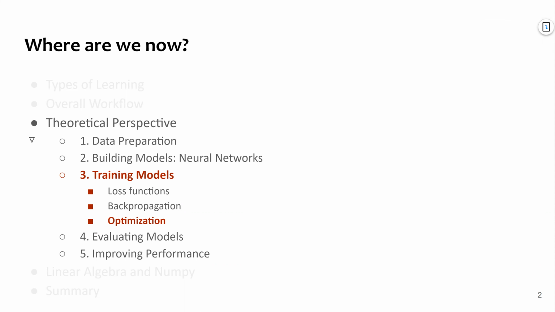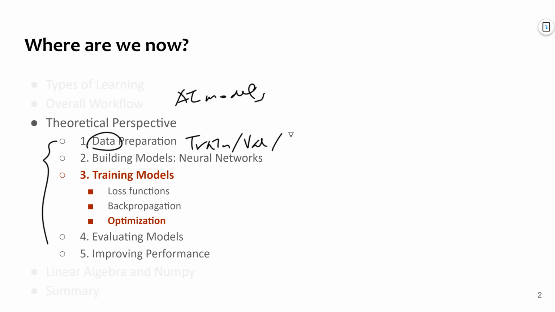When we are developing AI models, we follow these 5 steps in general. First of all, we prepare our data. And we talked about how we divide our data, split our data: train, validation, and test.